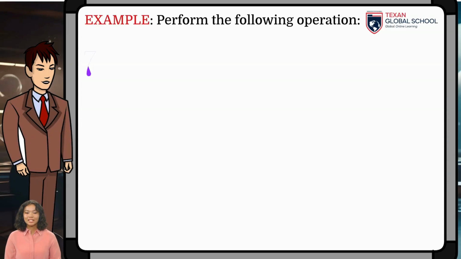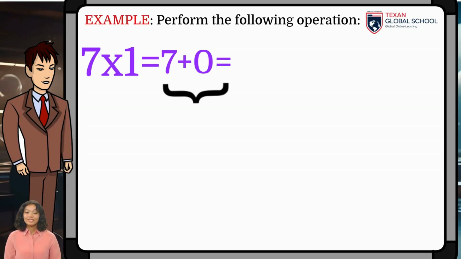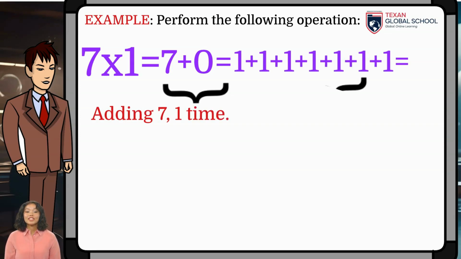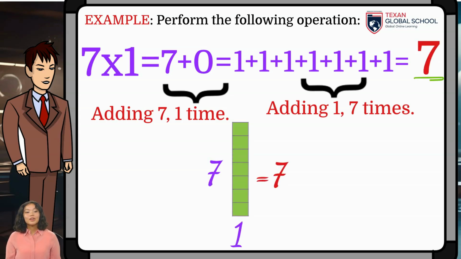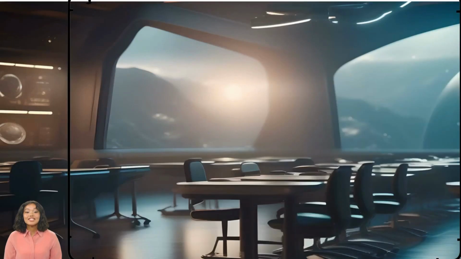If we multiply 7 by 1, this means that we add 7 only once, or we add 1 7 times. Therefore, 7 times 1 is 7. The model represents 7 squares in 7 rows by a column. So, we have 7 ones. Hence, we conclude that 7 times 1 is 7.